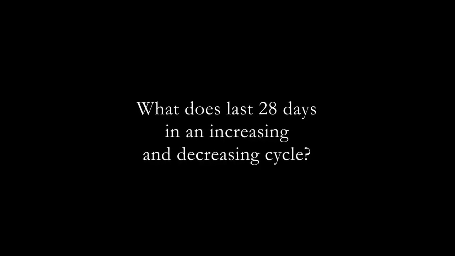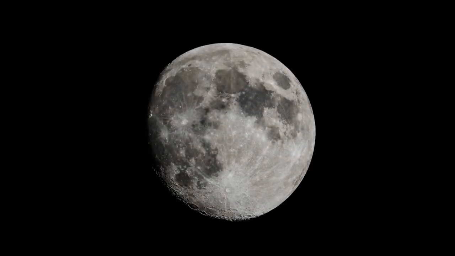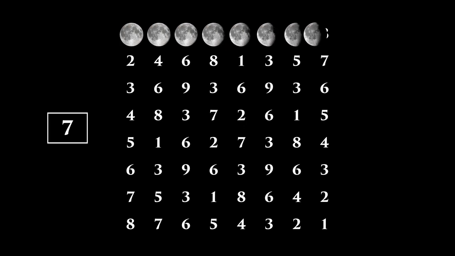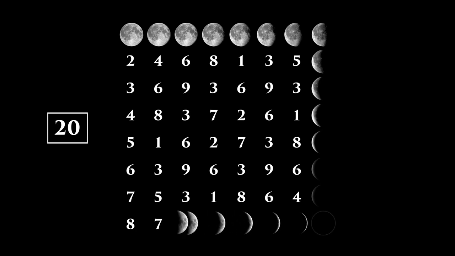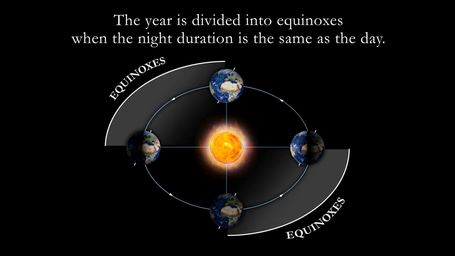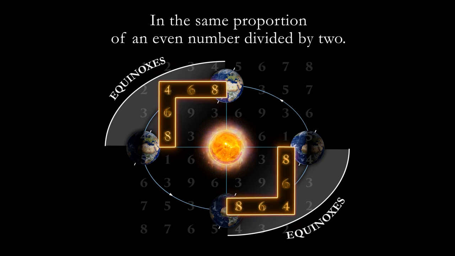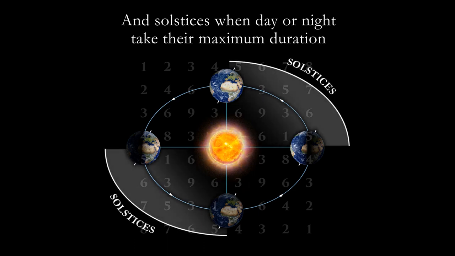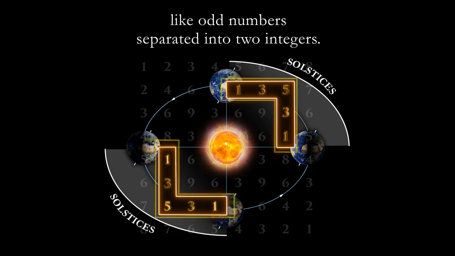Too abstract? Let's continue. What lasts 28 days in an increasing and decreasing cycle? Our dearest moon. The year is divided into equinoxes, when the night duration is the same as the day, in the same proportion of an even number divided by two, and solstices, when day or night take their maximum duration, like odd numbers separated into two whole numbers.